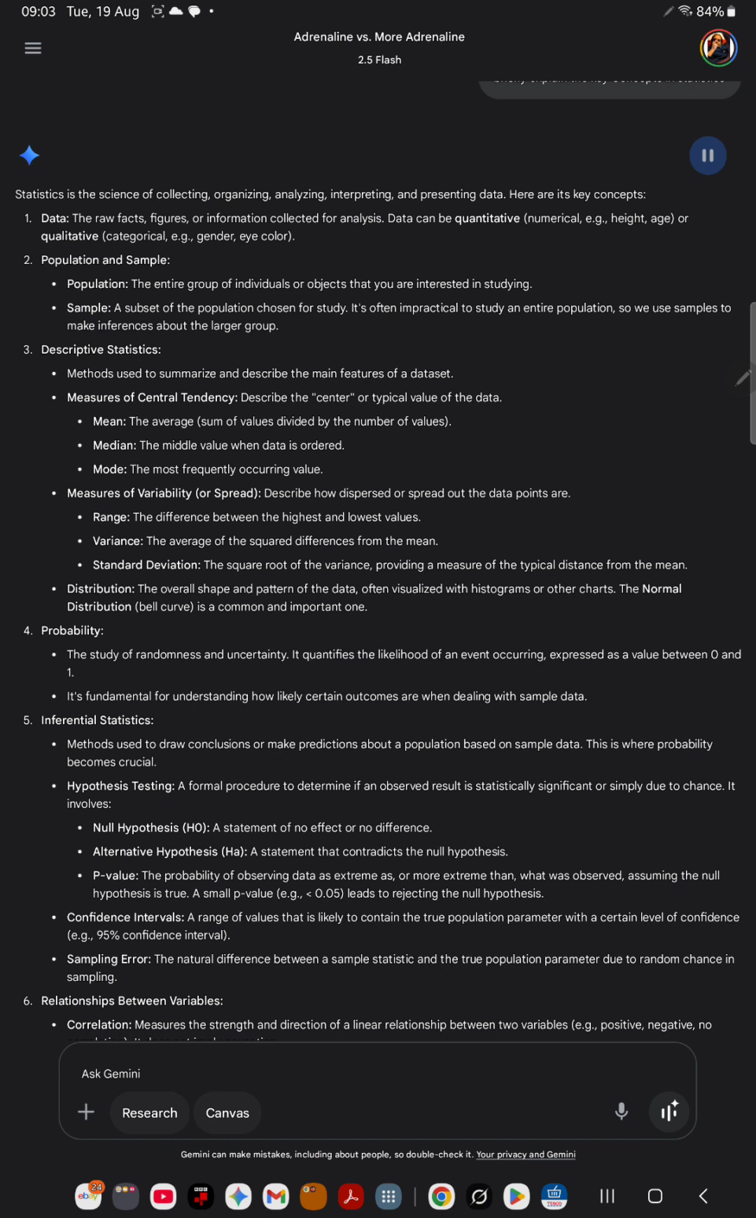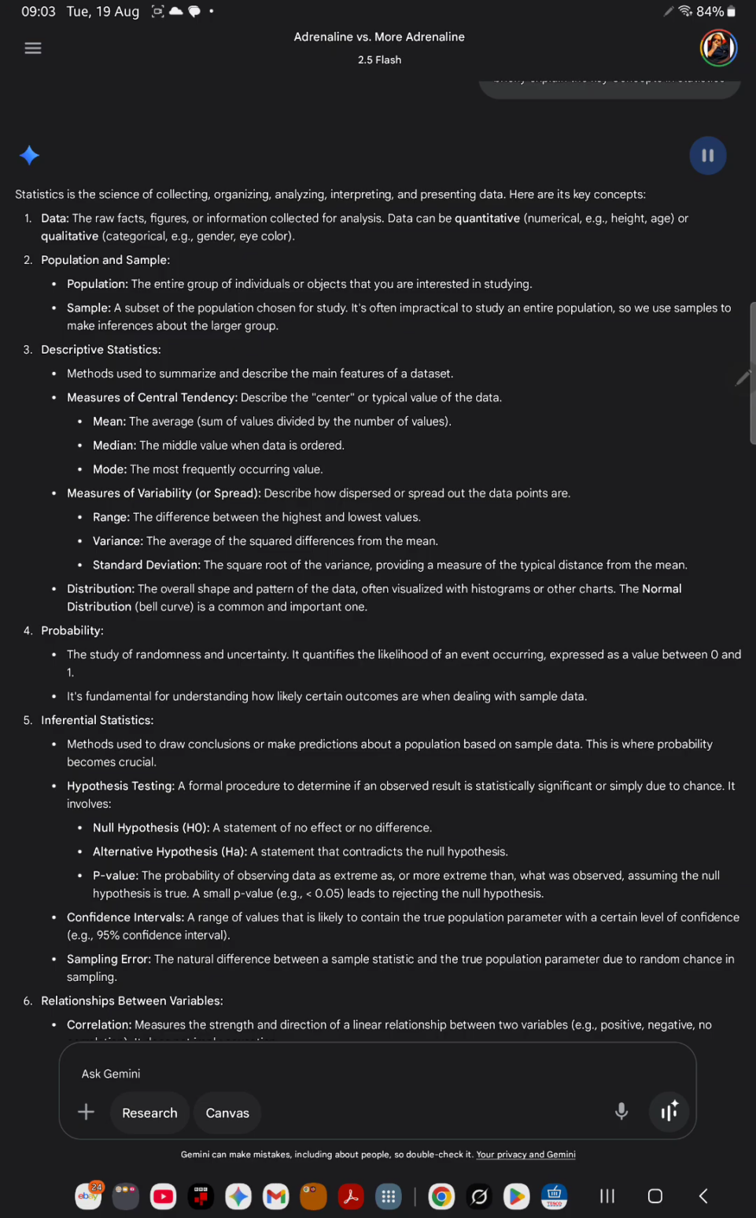Measures of variability, or spread, describe how dispersed or spread out the data points are. Range: the difference between the highest and lowest values. Variance: the average of the squared differences from the mean. Standard deviation: the square root of the variance, providing a measure of the typical distance from the mean.